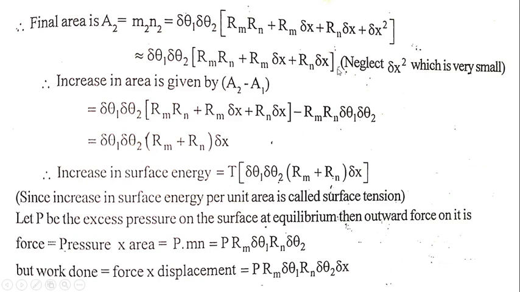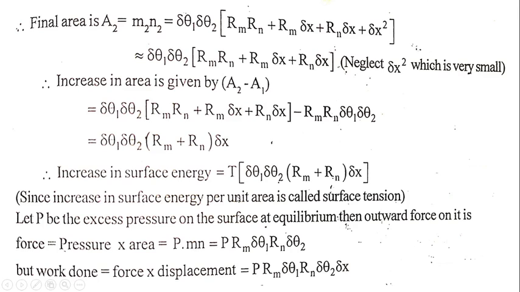Now neglecting delta x square, which is very small, the increase in area is given by A2 minus A1, equal to delta theta 1 into delta theta 2 into Rm Rn plus Rm delta x plus Rn delta x minus Rm Rn into delta theta 1 into delta theta 2, which is equal to delta theta 1 into delta theta 2 into Rm plus Rn into delta x. Therefore the increase in surface energy is equal to T into delta theta 1 into delta theta 2 into Rm plus Rn into delta x.